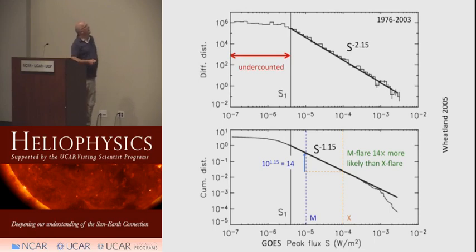I can integrate this from infinity back, and that's known as the cumulative distribution function. Of course, if I integrate a power law, I just get a power that's 1 higher. So S to the minus 1.15. That tells us right away that an X flare is 14 times less likely than an M flare. There you go. This is just the power law distribution of flares. And if you follow that, 10 to the 1.15 is 14. I had to work that out on a calculator.